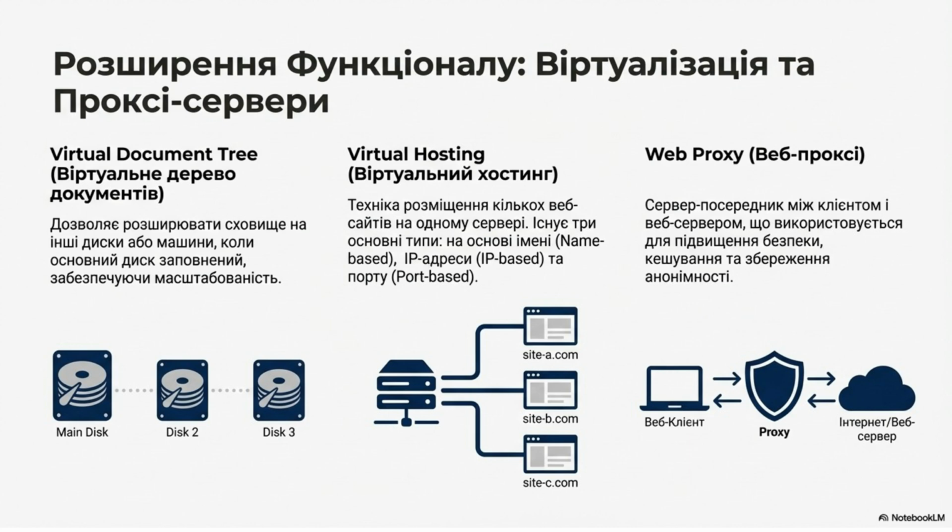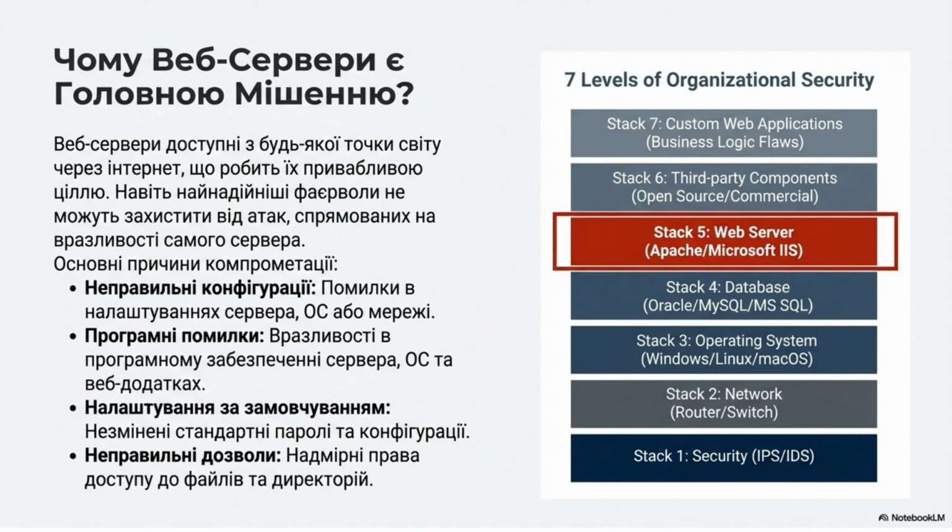Functionality can be expanded through virtual document trees and virtual hosting. Web proxies act as intermediaries between the client and the web server, enhancing security, caching, and anonymity. Web servers are prime targets because they are accessible worldwide. The main causes of compromise include incorrect configurations, software bugs, default settings, and improper permissions.